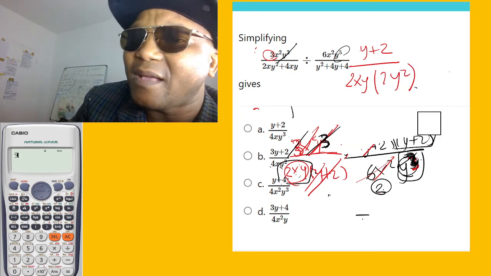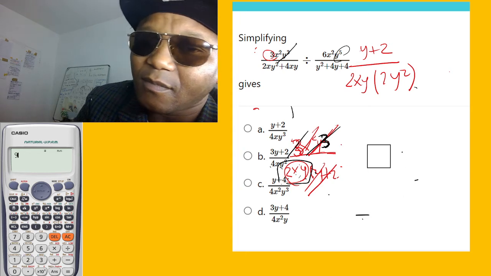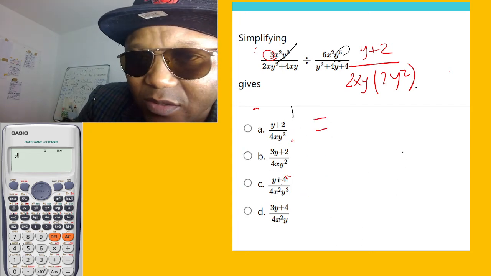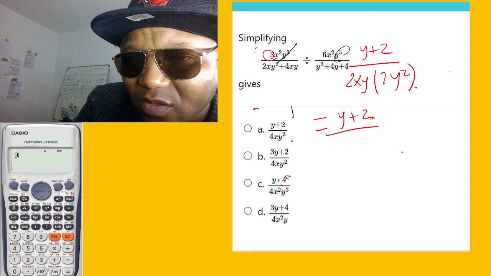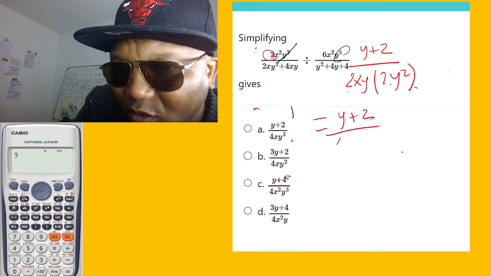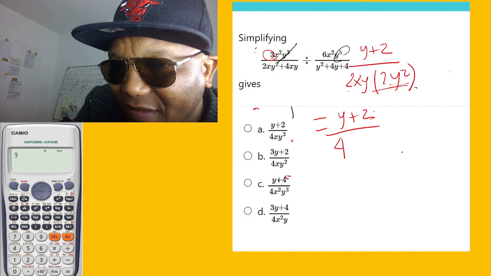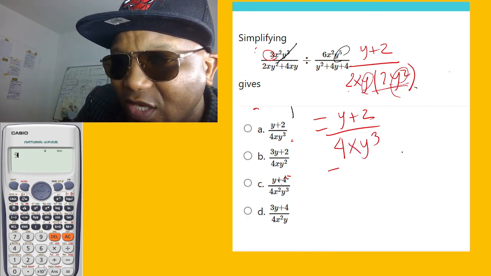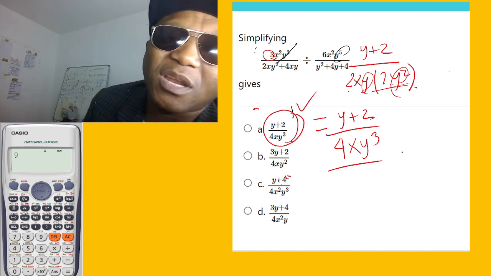Putting them together, this equals y plus 2 over 4. X, there's no other x, so you can say x. Y power 1 times y squared becomes y cubed. And this is going to be our answer, option number 8.